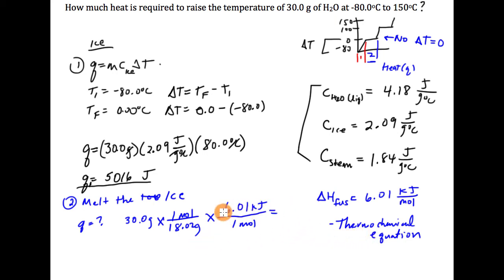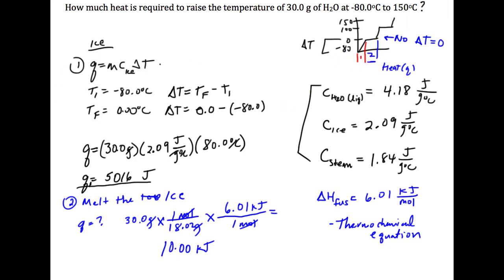And I'm using a positive value because I am adding heat to the ice. This would be an endothermic process. If I were to freeze the water back into ice, then I would turn this into a negative. So the fusion part would be negative technically. So when I do this calculation, my answer comes out to be 10.00 kilojoules. Moles cancel, grams cancel. So my answer is 10 kilojoules. Okay, so that's part 2.